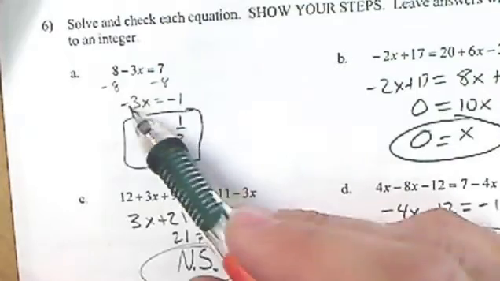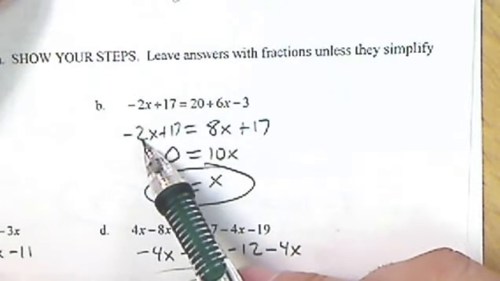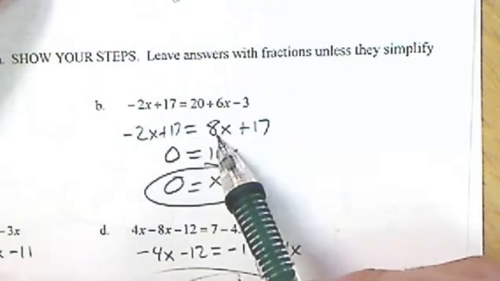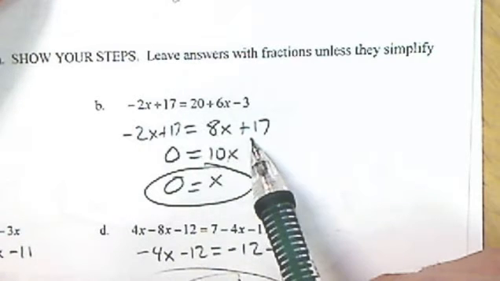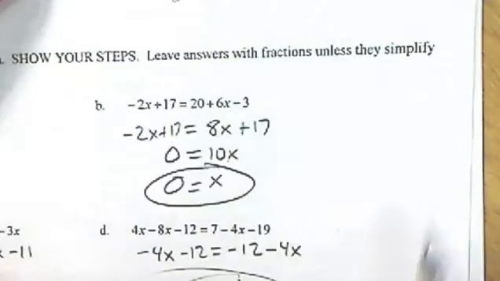Subtract 8, divide. Negative divided by negative is a positive. Subtract or add 2x to both sides. That's how I got the 10x. Subtract 17 from both sides. That's how I got a 0. And divide by 10, you get x equals 0.